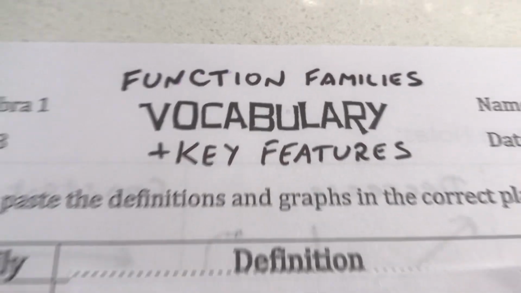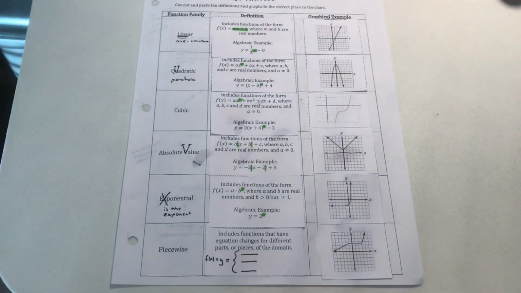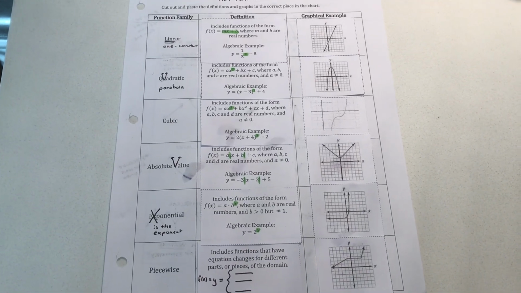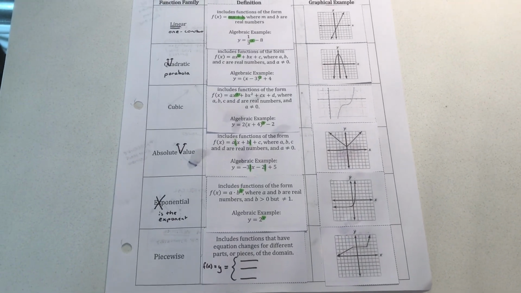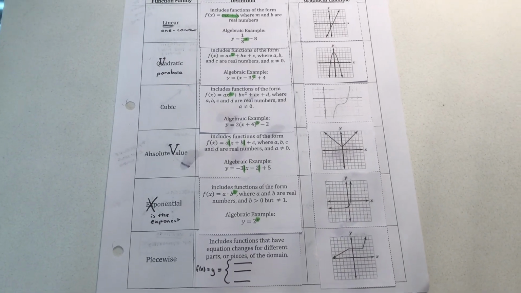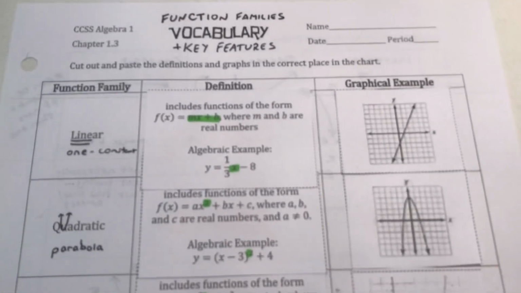All right, so these are our 6 function families. It is important to note that any given graph or equation will only fall under one of them. You cannot be in more than one function family. So to start, let's talk about linear.